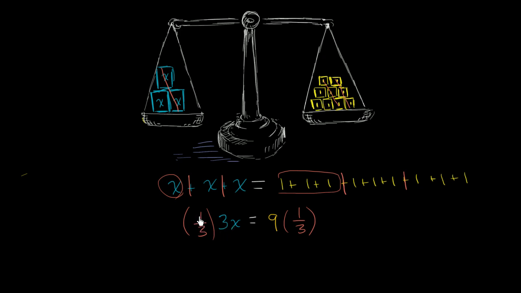Over here, you do the math. 1/3 times 3 is 1. You're left with 1x. So you're left with x is equal to 9 times 1/3. Or you could even view it as 9 divided by 3, which is equal to 3.